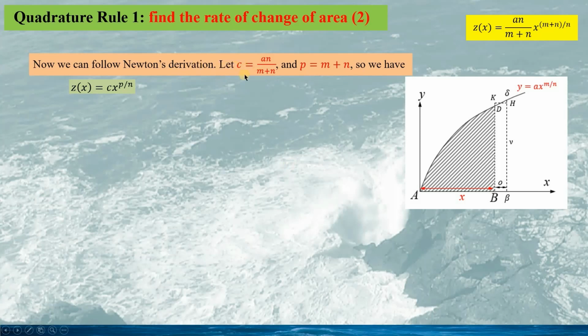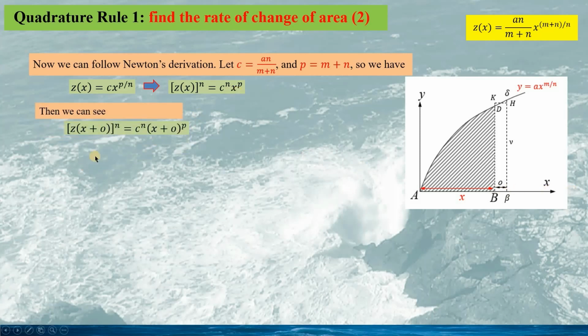Following Newton's derivation, we can take c as the expression as this and p equaling m plus n. So z(x) can be expressed as c x to the power of p divided by n, if we see this expression here. So we can obtain the equation as this: d x to the power of n equals c to the power of n times x to the power of p.